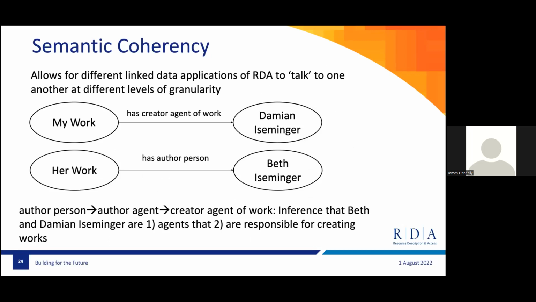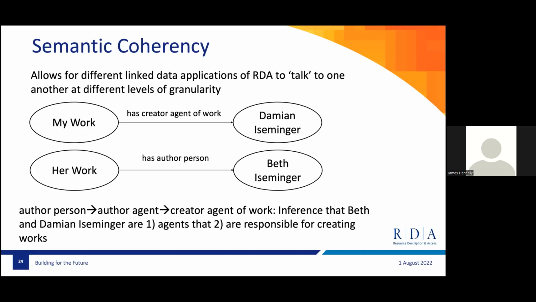So here we have two different works. We have my work and we have her work. My work has a creator agent of work, Damian Iseminger. Her work has an author person, Beth Iseminger. So we can make certain inferences about Damian Iseminger and Beth Iseminger because of the relationship hierarchies, because an author person is an author agent, is a creator agent of work. And the inference is that Beth and Damian Iseminger are both agents and that they are responsible for creating works.